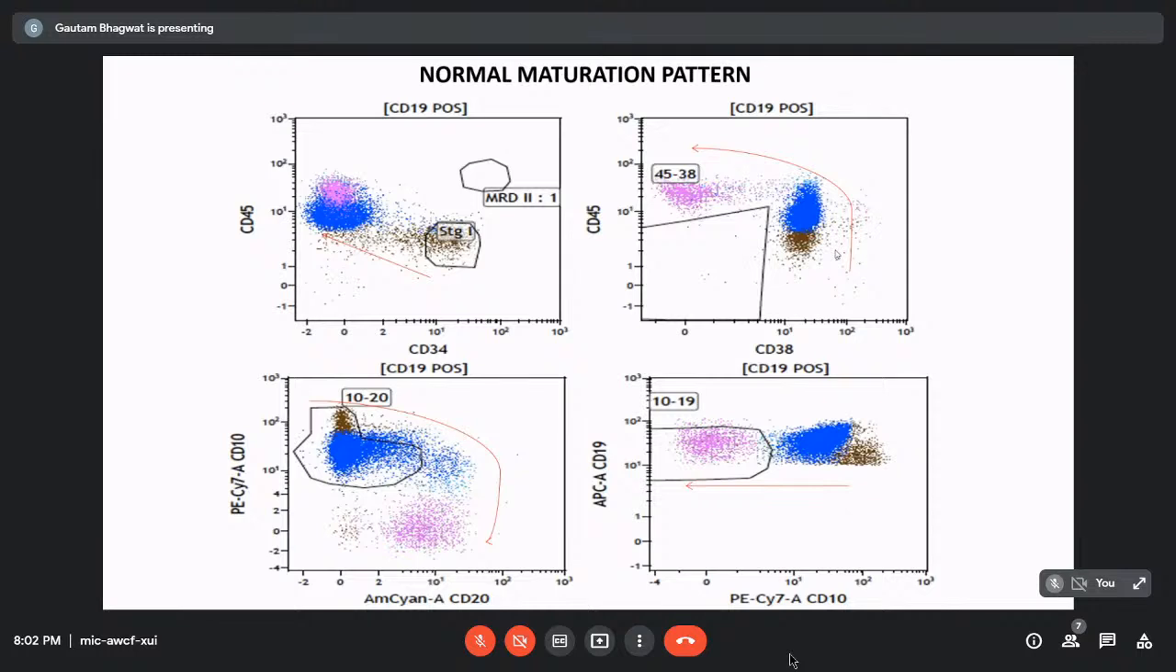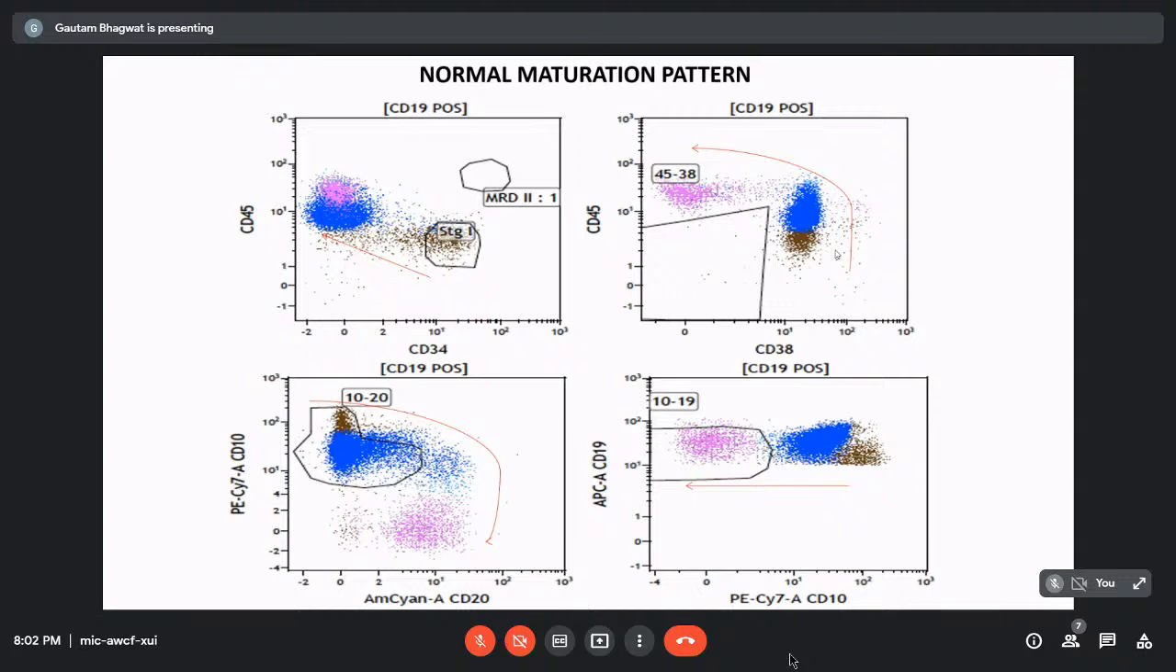To do MRD analysis, now I am going on only B-ALL MRD. I will go through one or two cases. But before going to that, what I want to emphasize is, when you give a treatment to a B-ALL patient, the blasts will go off and the marrow will regenerate. So this regenerating bone marrow will have the cells right from the earliest stage to the final stage. These are not blasts, these are not abnormal cells, but these are immature cells. So how do I differentiate between an immature cell and a blast?